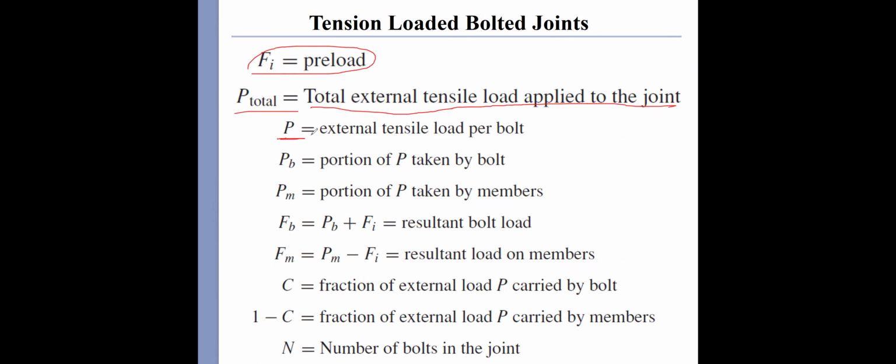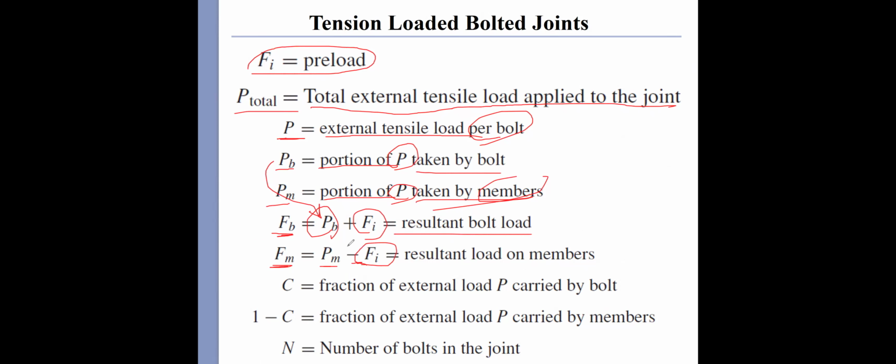And the P represents the external tensile load per bolt. The PB is the portion of the external tensile load taken by the bolt, and the PM is the portion of the P taken by the member. The FB is the resultant bolt load, equal to PB plus the preload FI. The resultant load on the member equals PM minus FI, the preload. We can regard the P or P total as the force desired to separate the members. We're gonna break them apart, right? Therefore, its direction is opposite to the preload.